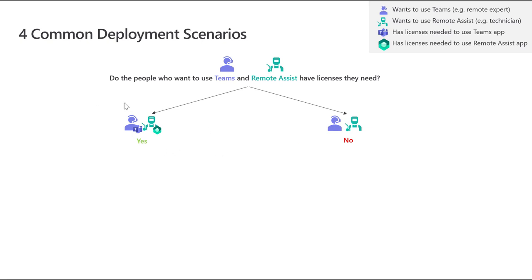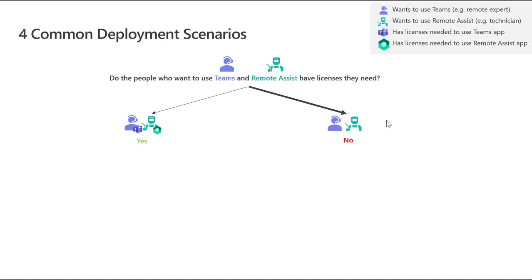So let's just say you answer yes. What happens next depends on whether those users who already have the licenses they need are in the same tenant. So if they are in the same tenant, that's scenario 1. And if they are not, that's scenario 2. We'll go into more details about these scenarios later.